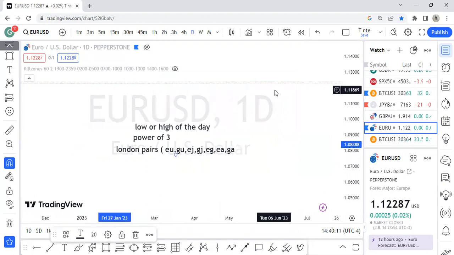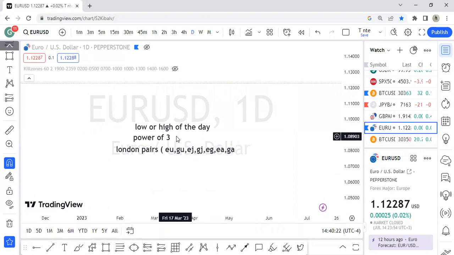The London countries, like Frankfurt, Germany, the UK, England, they all usually use Euro or GBP, right? That's why we are focusing on the pairs that have Euro and GBP, because that is their most traded pair. So when the London bank opens, its native currency is what? Euro or GBP, right? So you want to focus on any of these London pairs.